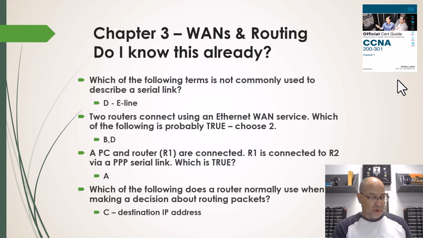Okay, which of the following does a router normally use when making decisions about routing TCP packets? That one's actually pretty straightforward. We have to process things at layer 3, so that is going to be the destination IP address. We don't worry about the source because we're trying to get to the destination. Which of the following is true about a LAN-connected TCP/IP host and its IP routing forwarding choices?